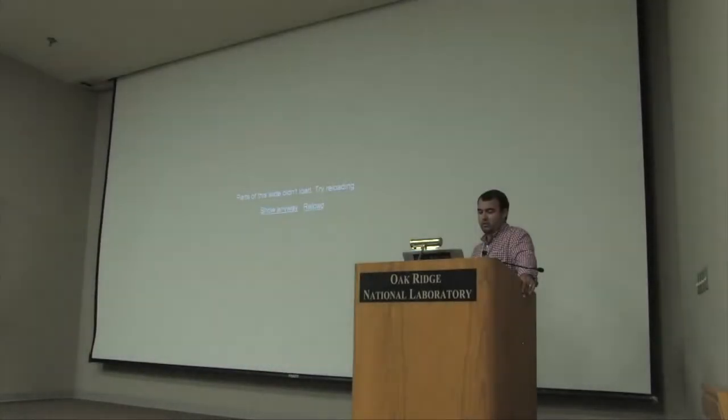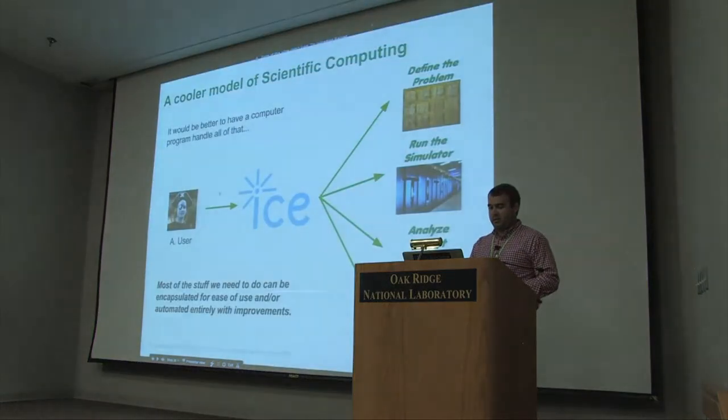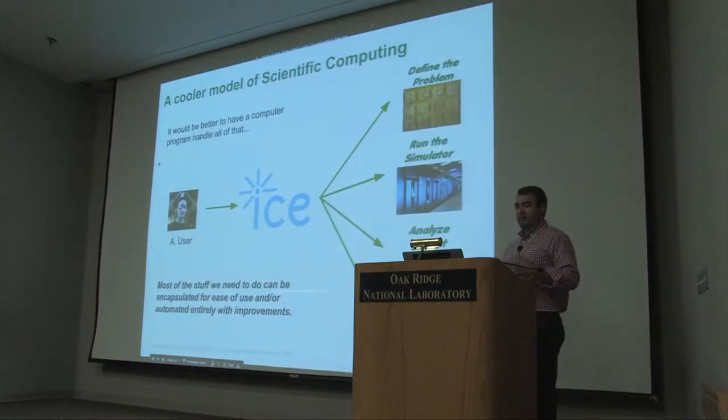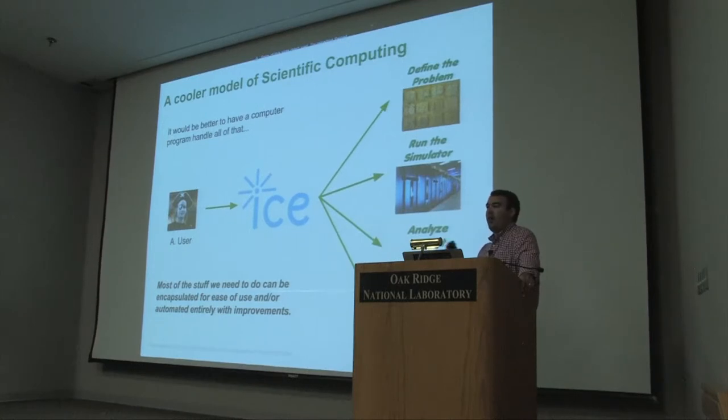Oh, this always happens on this slide. I always forget about it. All right, so what we put forth is a cooler model of scientific computing, right? This is Jay in a pirate costume for some reason. I don't know. I got this slide from him. It would be a lot better if we had a computer program handle all of that complexity, right? And that's what ICE does.